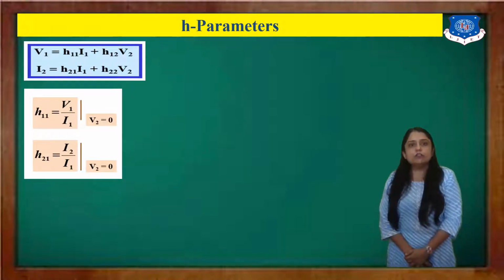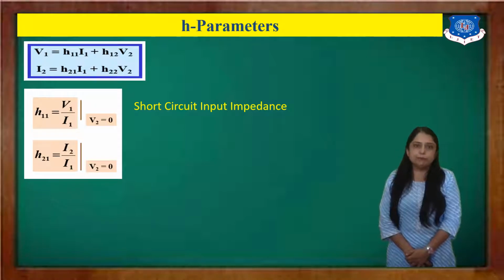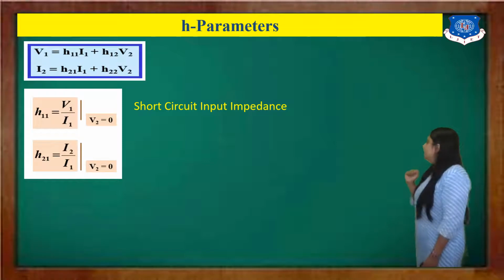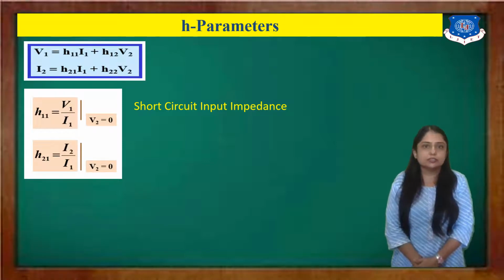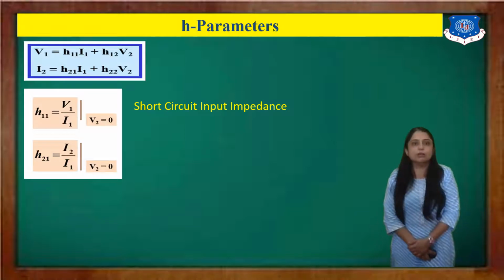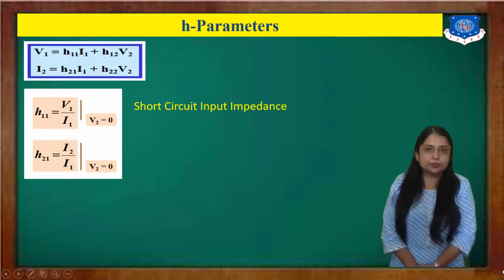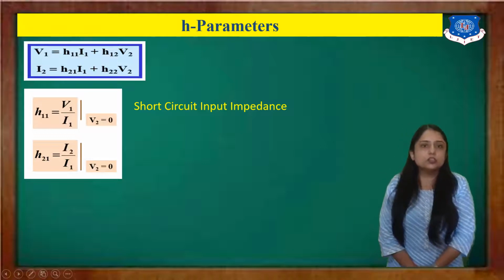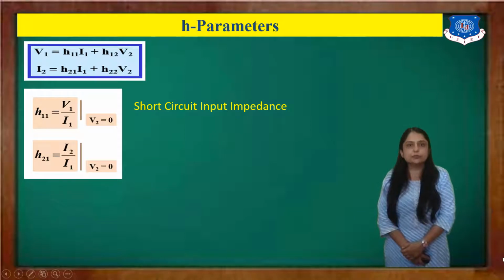Now H11 is known as the short circuit input impedance. Why? Because here in H11, V2 equals 0, and voltage 0 means a short circuit. And this is V1 by I1. We know that 1 is related to the input port and 2 is related to the output port, and V by I is the impedance. So this is known as the short circuit input impedance.